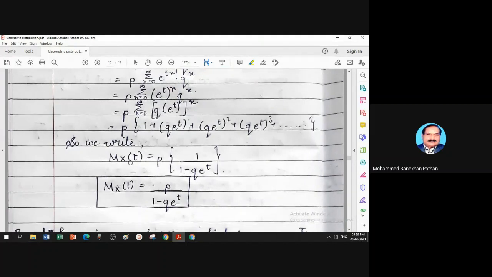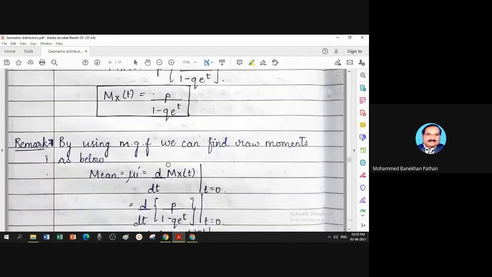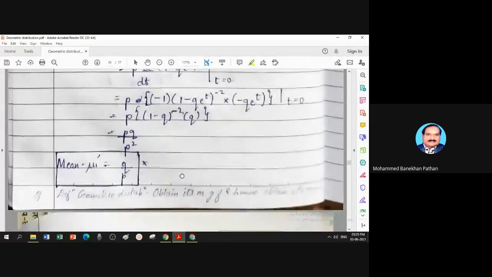So we write MGF equal to P curly bracket 1 upon 1 minus x, that means this bracket. So finally MXT equal P divided by 1 minus Q times e raised to T. I think we have done this in the previous lecture. We derived MGF, and by using MGF we tried to get the first raw moment. I did all of this in your last lecture.